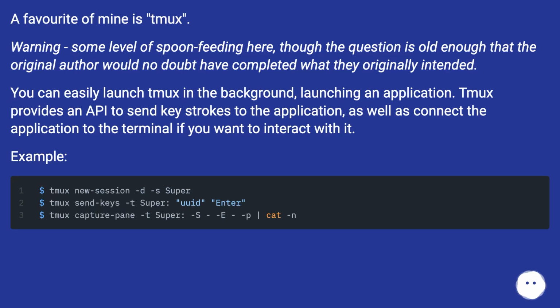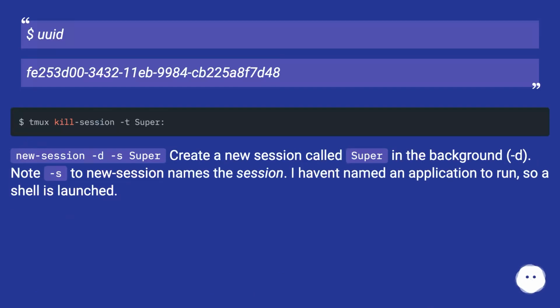Example. $UID for 253D00343211EB9984CB225A8F7D48. New session, -d -s super, create a new session called super in the background, -d. Note, -s to new session names the session. I haven't named an application to run, so a shell is launched.